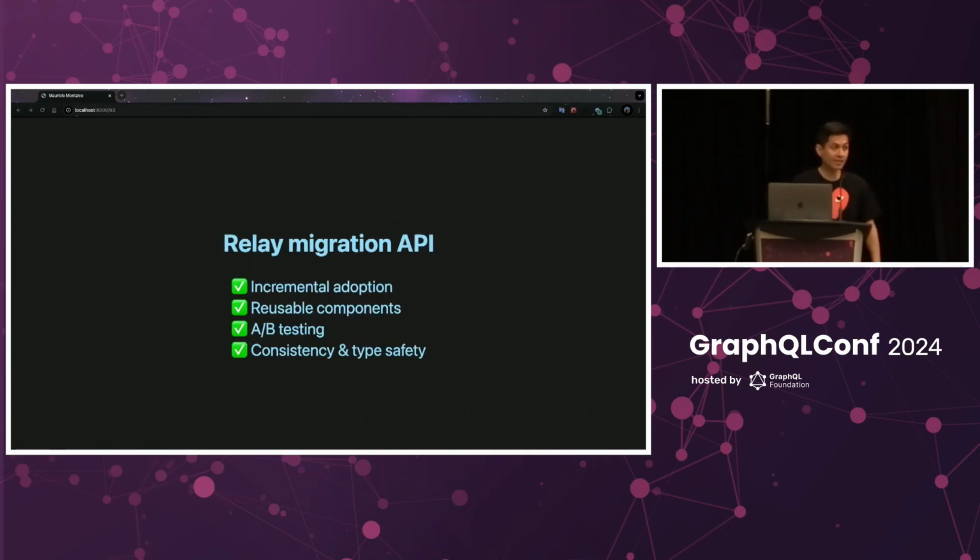So in summary, these are some of the benefits of using the Relay Migration API. First, you can incrementally adopt GraphQL. Your components can consume these GraphQL-shaped objects. And this is very useful when you are dealing with very large pages with tons of components. And you can avoid having to migrate everything in one shot. Your components are reusable, so you keep the idea of React reusable components. You have A/B testing out of the box. That's pretty cool. You can control how this GraphQL is looking in your website and make sure that everything looks green. And you have consistency and type safety.